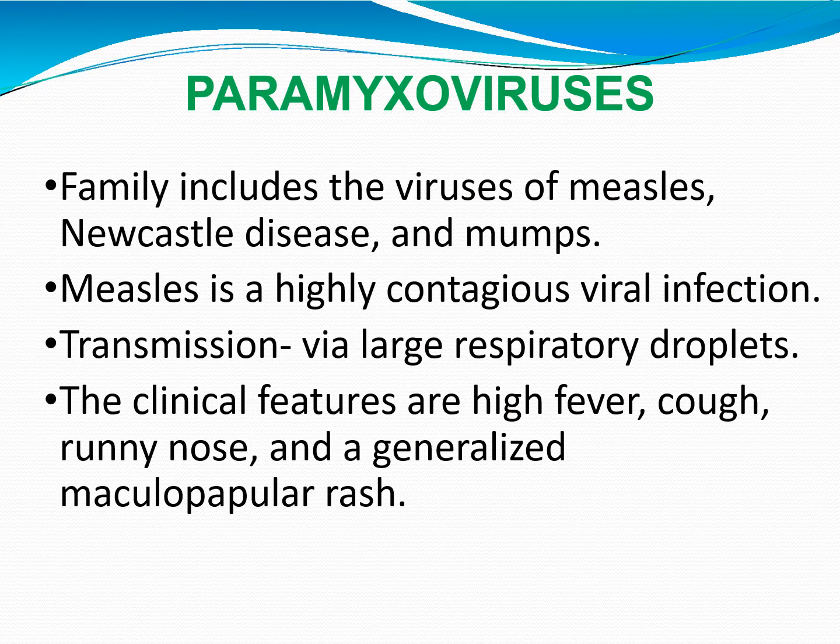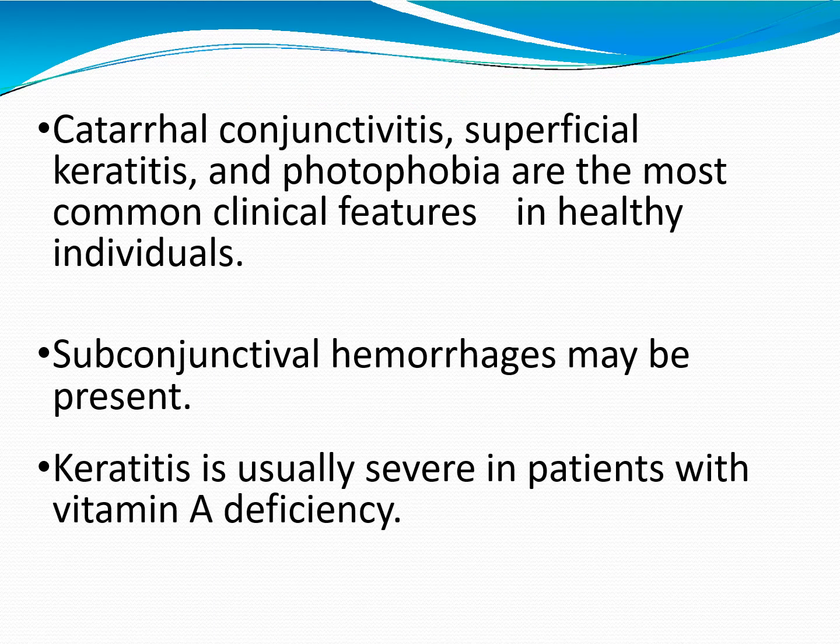Next are the paramyxoviruses. They include the viruses of measles, Newcastle disease, and mumps. Measles is a highly contagious viral infection. Transmission occurs via large respiratory droplets. Patients will have high fever, cough, runny nose, and a generalized maculopapular rash. Also, catarrhal conjunctivitis, superficial keratitis, and photophobia are the most common clinical features. Subconjunctival hemorrhages may be present in the patients. Keratitis is usually severe in patients with vitamin A deficiency.